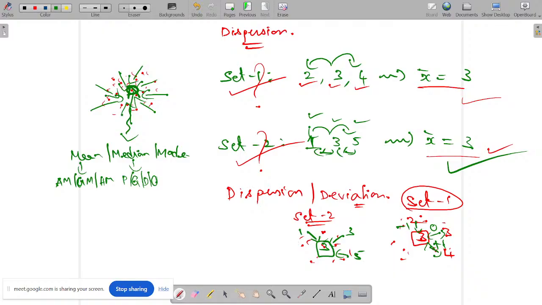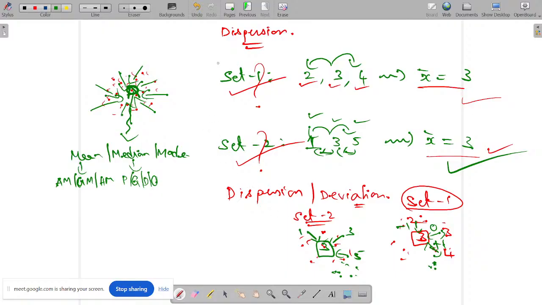Scatterly dispersed. Okay, what do you mean by scatterly? Means thalli irukku. That's what we say. Scatterly. Here, it's very closely dispersed. Here it is scatterly dispersed. So which one I would say better? Set 1 is better.